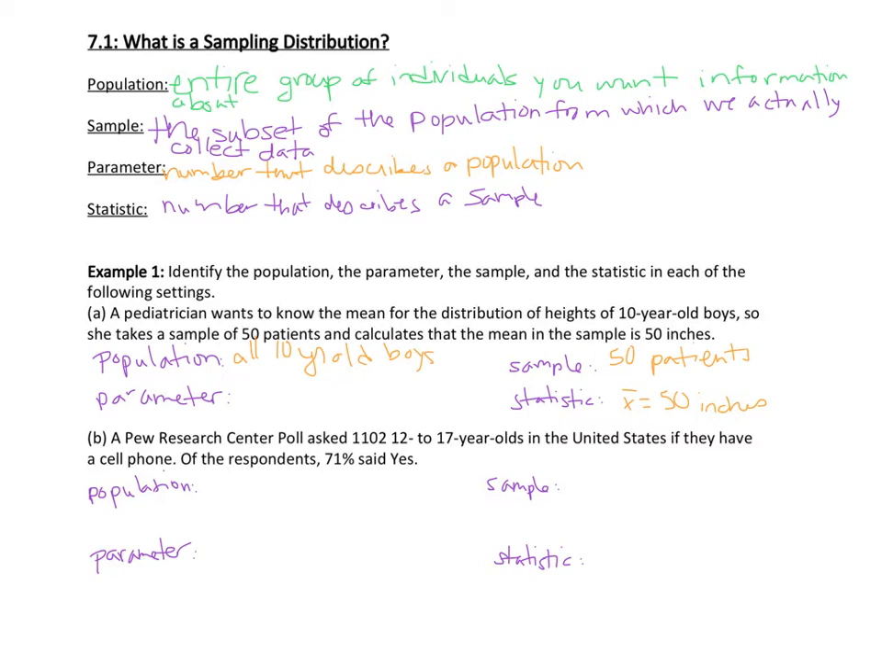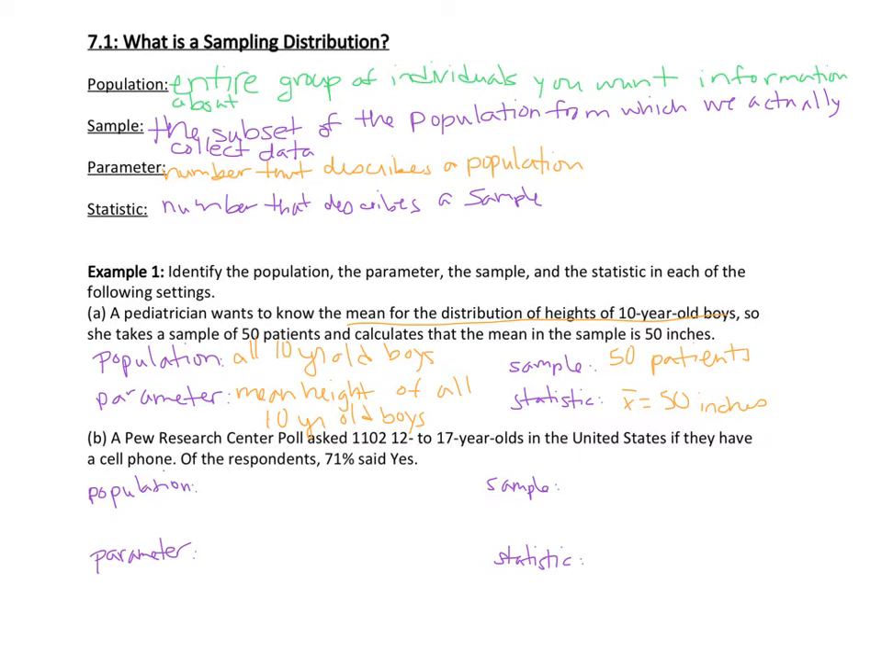the parameter is usually one of the hardest things to figure out. You're not usually going to actually have a numerical value for the parameter. So usually when you're asked to define it, you're just going to talk about it in words. So the parameter is going to be the mean height of all 10-year-old boys. And in this case, this one is actually very nice because it tells you what the pediatrician wants to know. So it actually specifically gives you the parameter there.